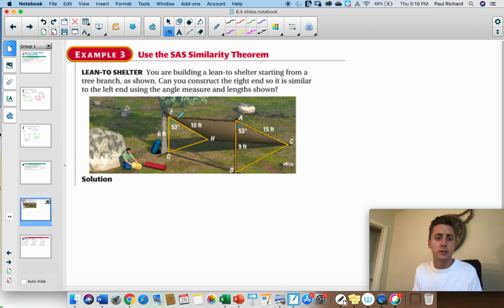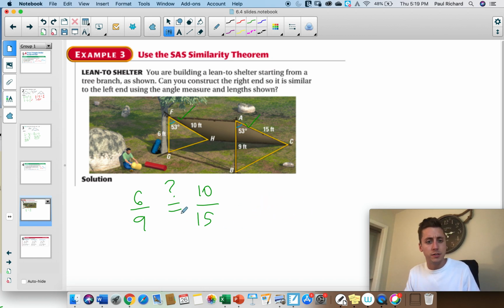So the first piece of criteria is, yeah, they have to have an angle that's the same. Okay. All right, so they have the same angle, different size triangles. We're going to compare the ratios. 6 to 9 is equal to question mark 10 to 15. All right, and when we simplify, we got to determine if this is true or not. 6 over 9 is 2/3. 10 over 15 is also 2/3.